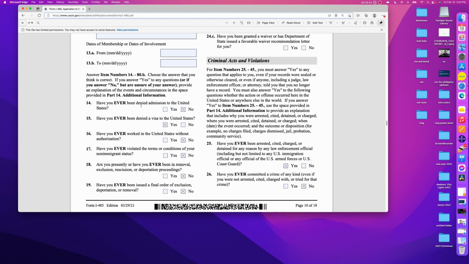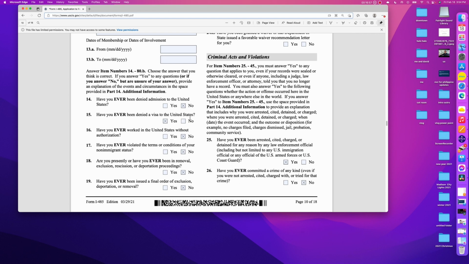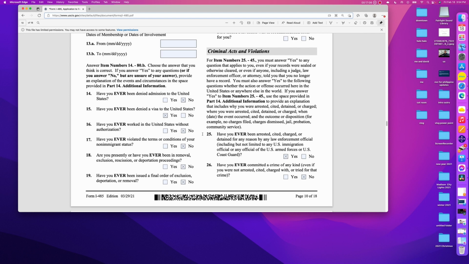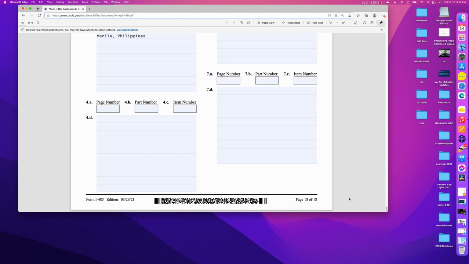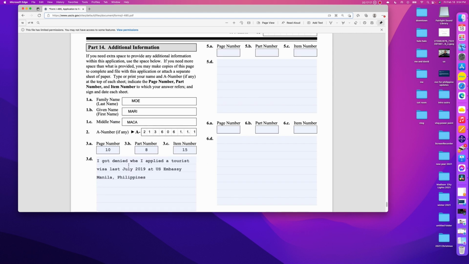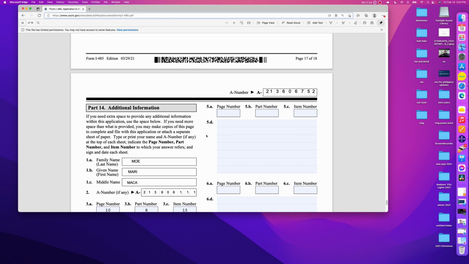So here, have you ever been denied admission to the United States? No. Have you ever been denied a visa in the United States? So guys, if you applied before for a visa, you answer yes or no, depends on you. But for me, because I applied for a tourist visa and I got denied, I answer yes. And then in part 14, I explained it. Okay, so see. I got denied when I applied for a tourist visa last July 2019 at the U.S. Embassy Manila, Philippines. So that's all you have to do.